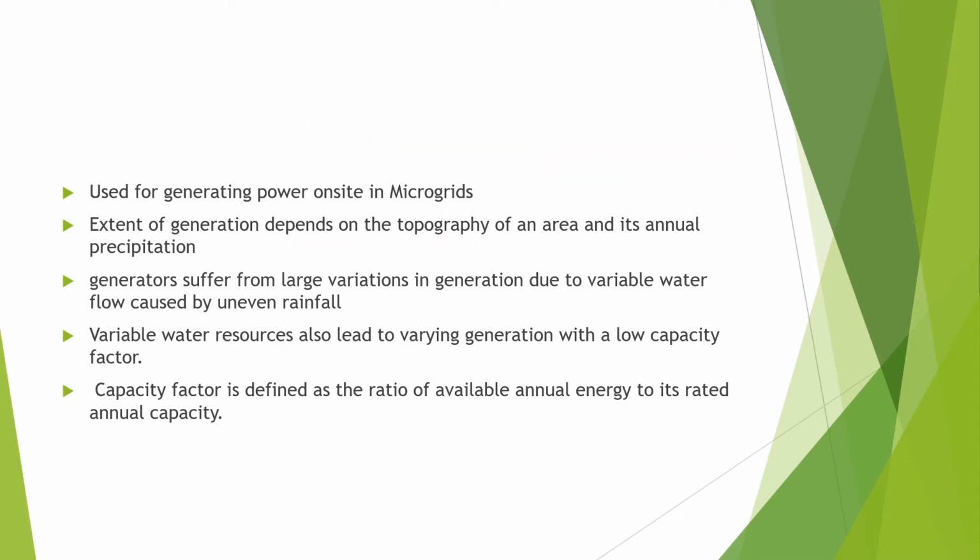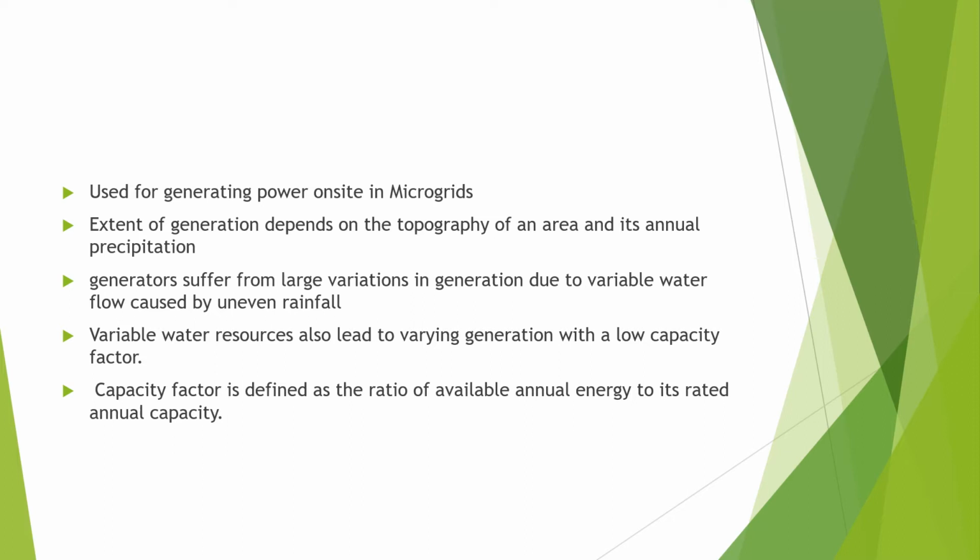Small-scale hydroelectric generators are usually employed to generate power effectively on-site in microgrids, and the amount of power generated depends on the annual rainfall and topography of an area. The output of these generators undergoes large variations due to variable water flow caused by uneven rainfall. This is mostly true for hydropower stations with catchment area spread over rocky soil without vegetation cover, and which do not have their own storage reservoirs.